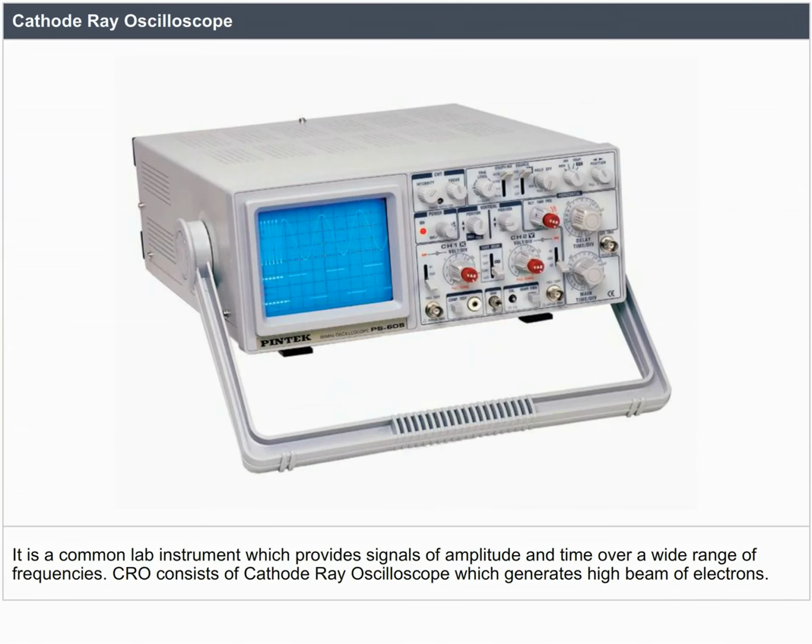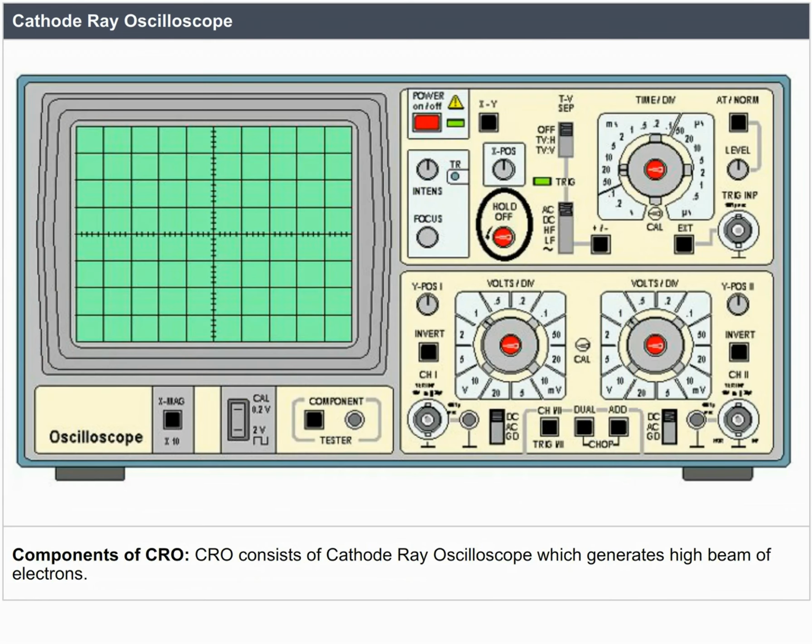Cathode ray oscilloscope. It is a common lab instrument which provides signals of amplitude and time over a wide range of frequencies. Components of CRO. CRO consists of cathode ray tube, which generates a high beam of electrons.